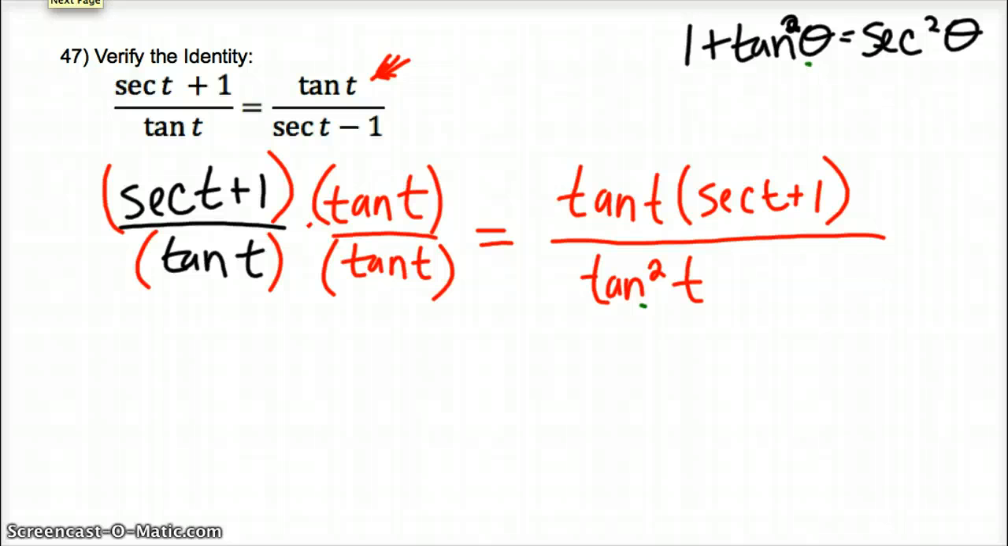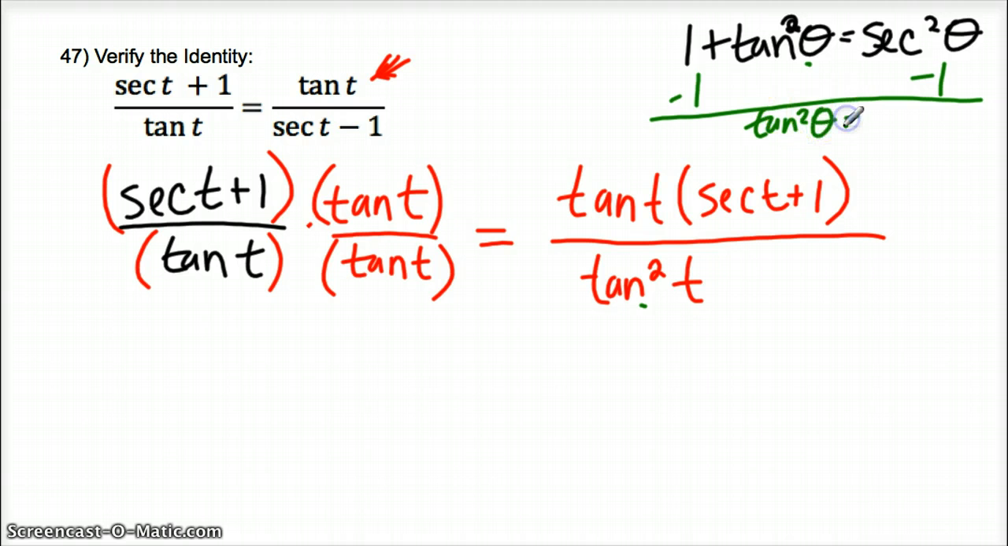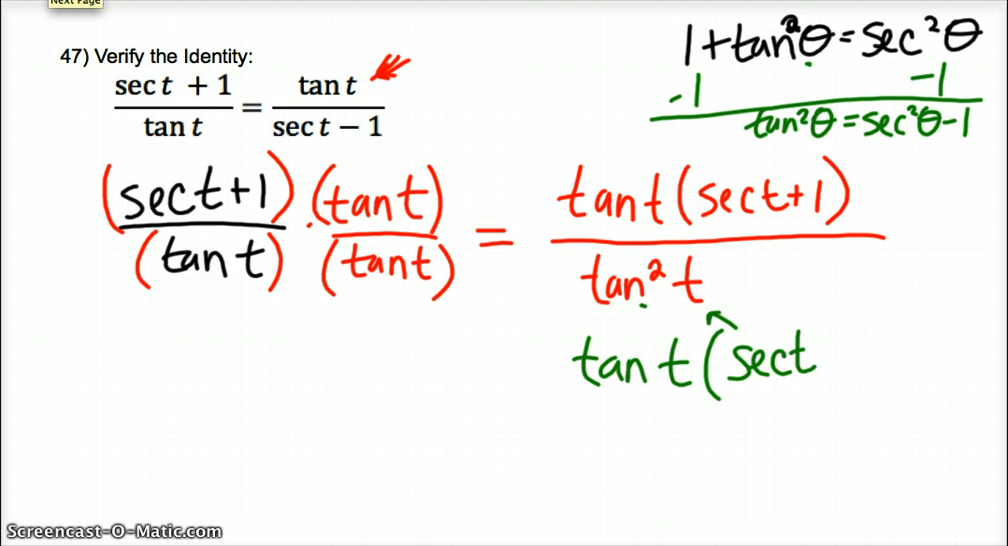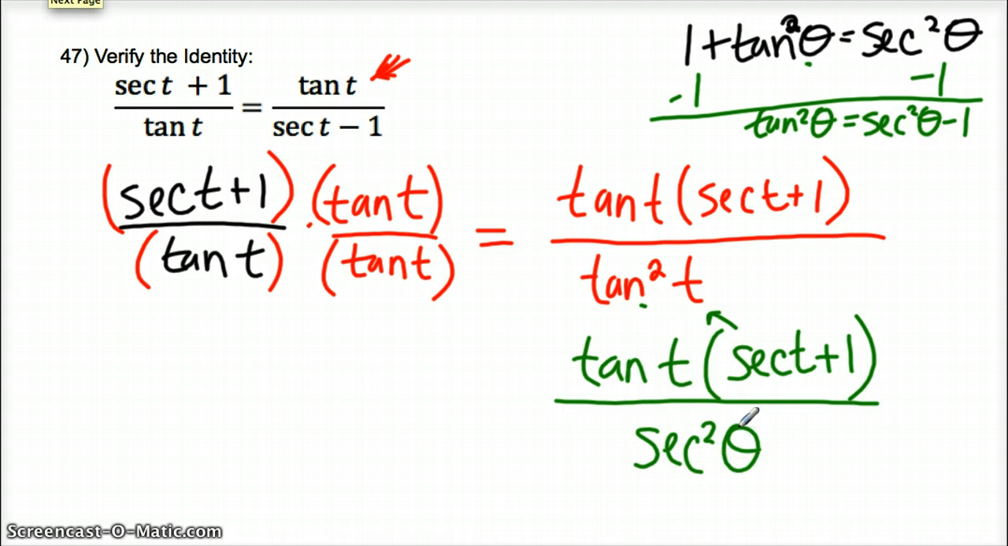That will allow me to get rid of the tangents in the bottom, and perhaps the secant t minus 1 will appear. So let's see, if I subtract 1 from both sides, I have an equation that relates tangent squared of theta to secant squared of theta minus 1. So I'm going to replace that here. So I have tangent t times secant of t plus 1 all over secant squared of, how do I put theta? No, t. We want t here. Secant of t minus 1.